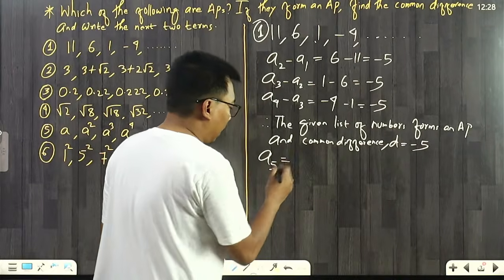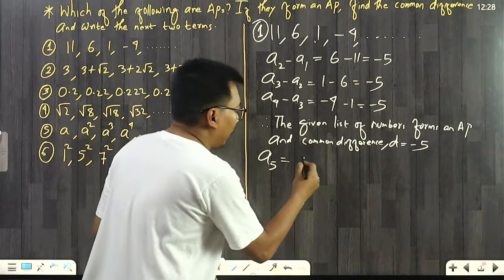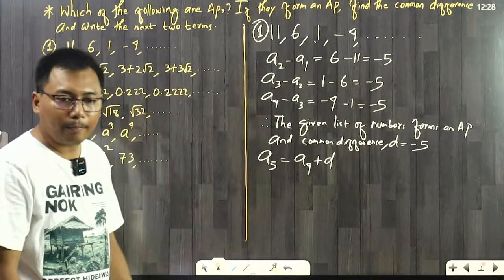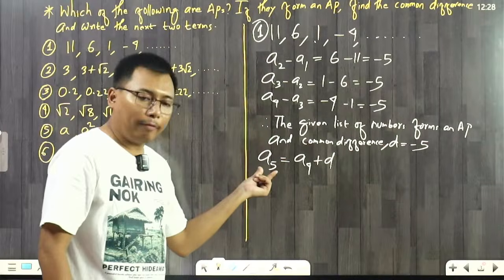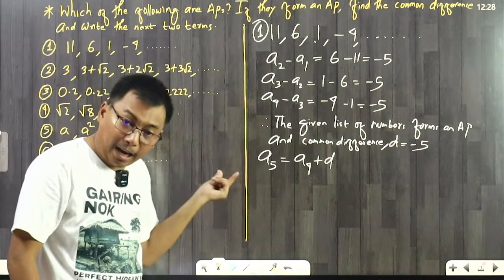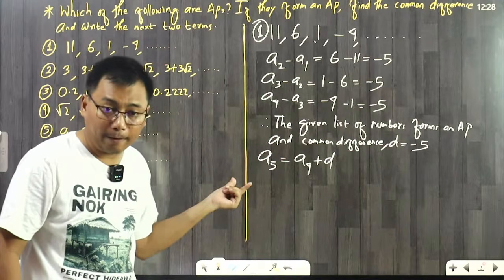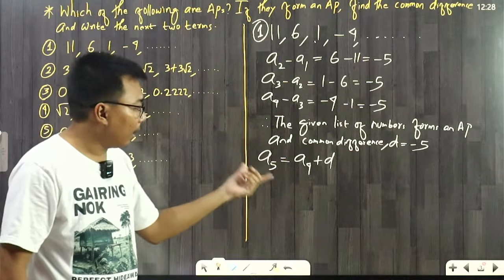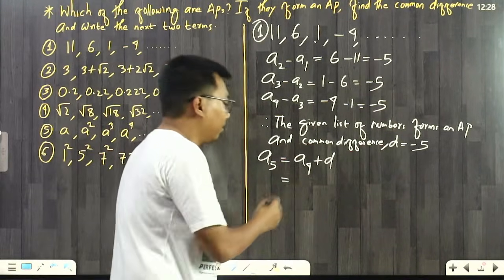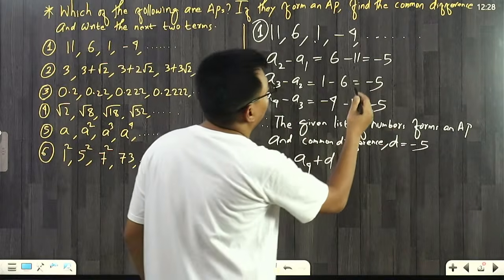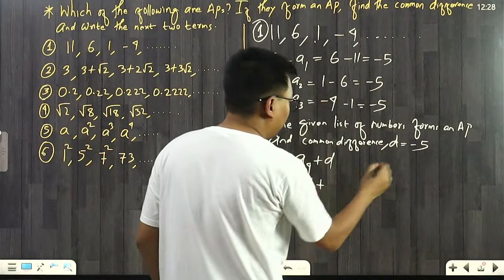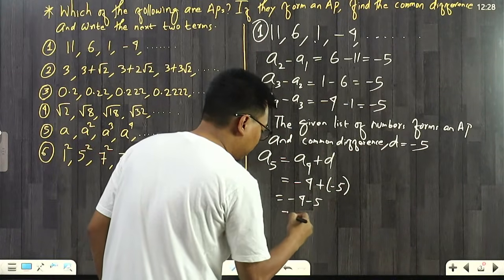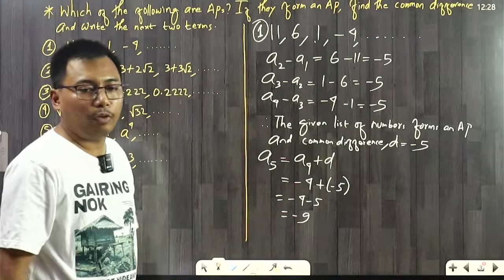A5. How do we find A5? By adding d to A4, right? The preceding term of A5. Which term is behind A5? A4, right? So in the preceding term, if we add a fixed number which is d, we get our A5. How much is A4? Minus 4. So minus 4 plus minus 5, plus into minus will be minus. So the next term will be minus 9.